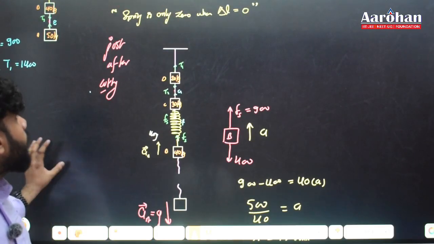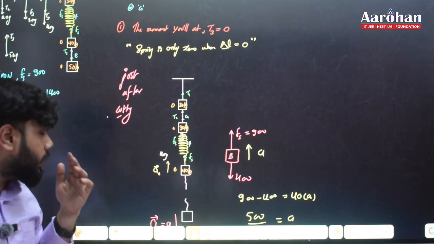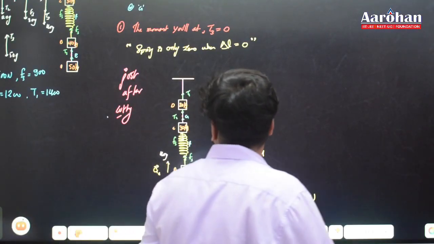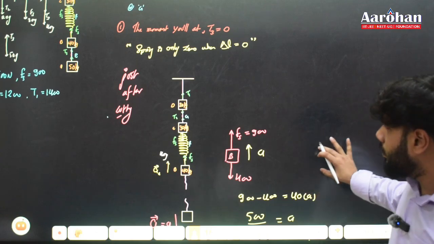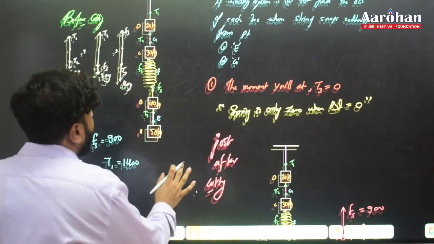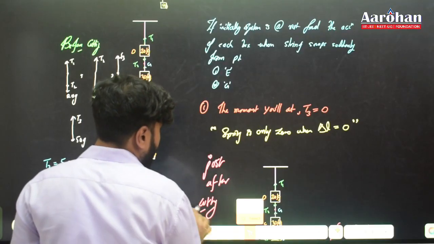So when you do a spring question, what you have to understand is that the spring force cannot be 0 the moment you cut. It will be 0 only when the change in length is 0. Got it?